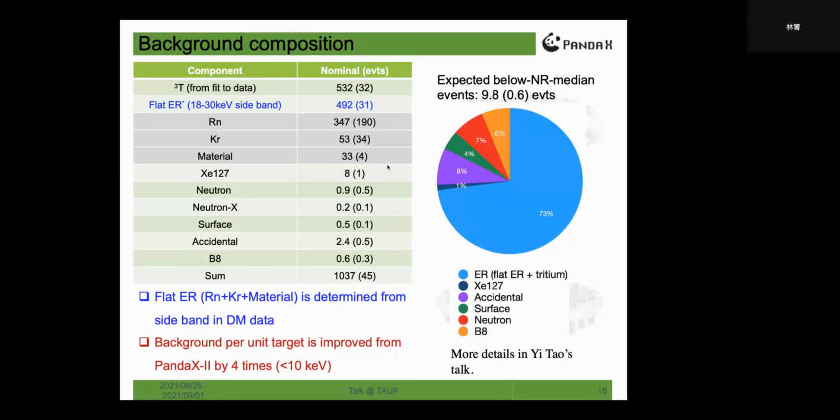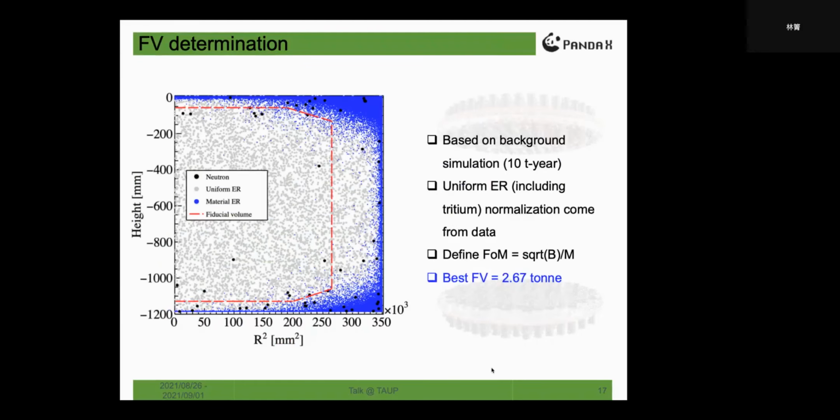Besides these two, there are also xenon-127 decays, neutrons, surface background, accidental pileup, and the solar boron-8 neutrino that also contribute to the background. Below the NR median on the S2 over S1 space, which is the region in our detector with the highest signal to background ratio, we expect 9.8 background events, most of which are from the electronic recoil. More details of the background components can be found in Ito's talk.